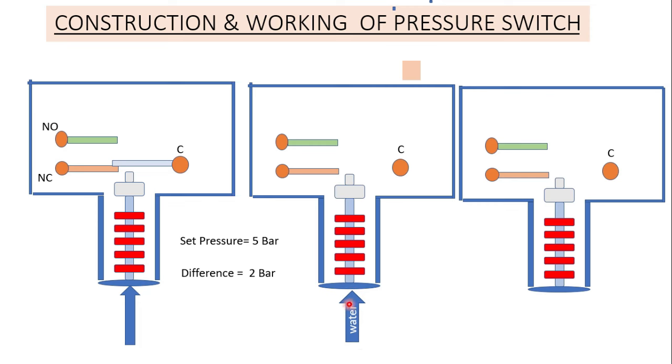So this water is applying over here on the diaphragm, and the diaphragm is pushing this spring, and this spring is finally pushing this micro switch when the 5 bar pressure of this water is reached. So let's count: 1, 2, 3, 4, 5.